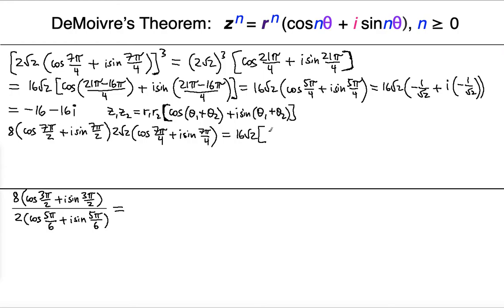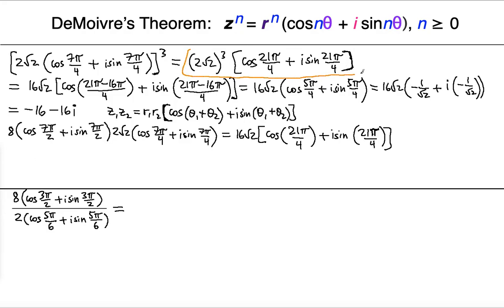So cosine of 7 pi over 2 plus 7 pi over 4. So that's 14 pi over 4 plus 7, 21 pi over 4. Plus I sine of the same thing, 21 pi over 4. Okay? So now notice that I'm not going to work any longer, because we've actually arrived at this result.